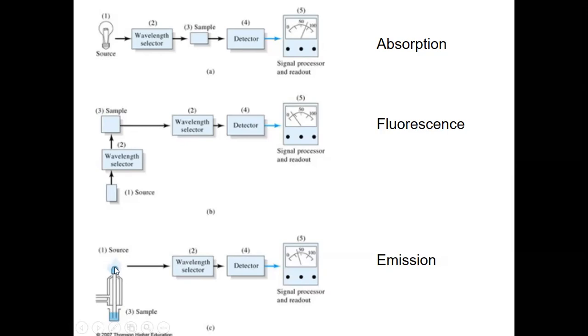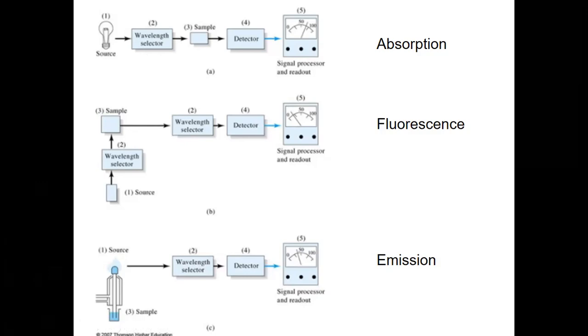So it will be a flame or plasma. In atomic emission, we can use flame atomization, and also ICP-MS, inductively coupled plasma mass spectroscopy. Also there's a plasma, and using that source, it can atomize the sample, and then it will go through the wavelength selector, then the detector, and we can see the signal.